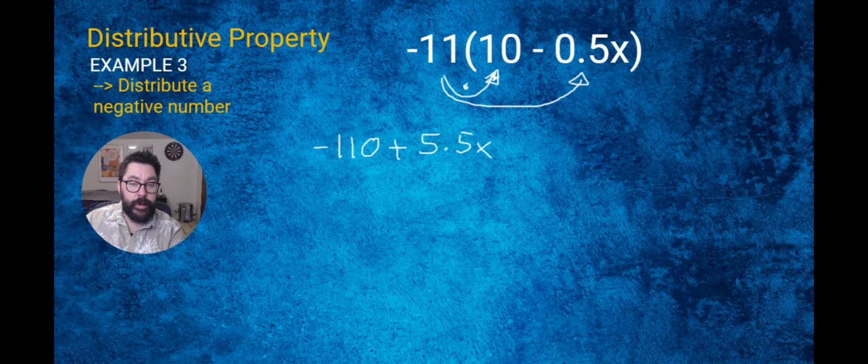A good habit, this is correct, but a good habit, especially if you're doing anything with graphing lines, is to write this in order with your variable term coming first. Some teachers do require this. So let's flip-flop these. We have positive 5.5x, so we can write 5.5x. And then we have negative 110, so we just write minus 110. So that's how you would flip-flop the order of those two. Whether or not that's required for you, it's definitely a good habit.